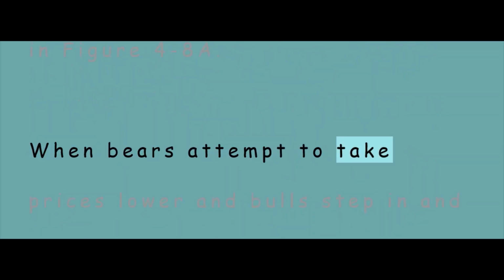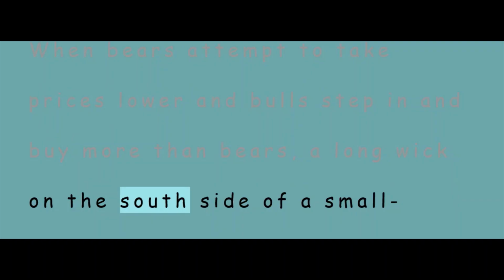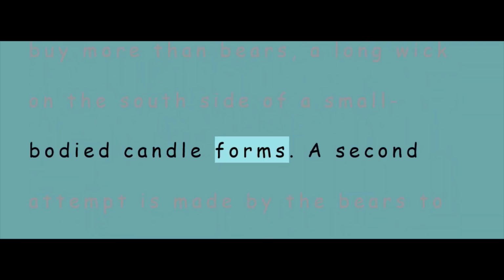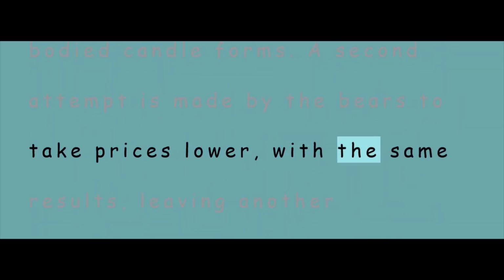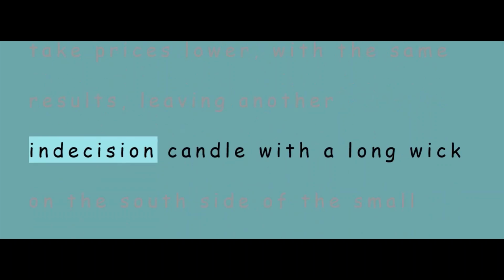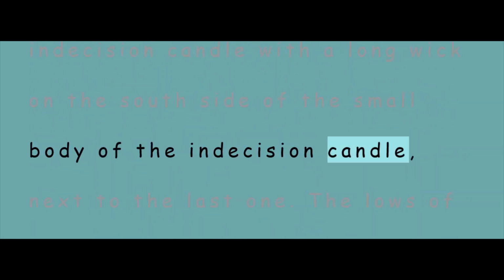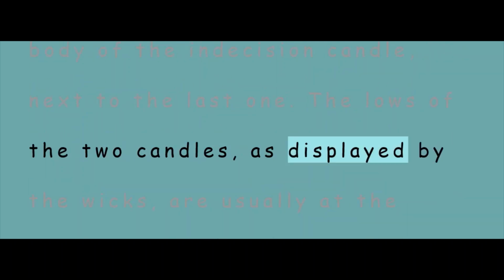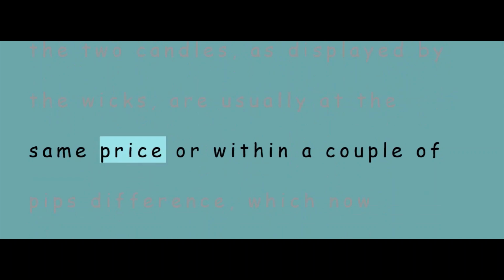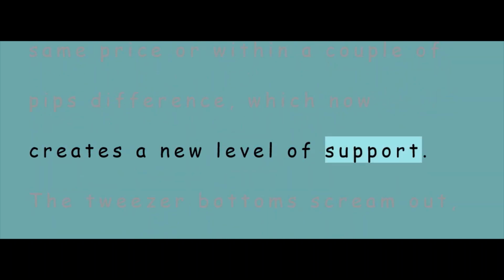When bears attempt to take prices lower and bulls step in and buy more than bears, a long wick on the south side of a small-bodied candle forms. A second attempt is made by the bears to take prices lower, with the same results, leaving another indecision candle with a long wick on the south side of the small body of the indecision candle, next to the last one. The lows of the 2 candles, as displayed by the wicks, are usually at the same price or within a couple of pips difference, which now creates a new level of support.